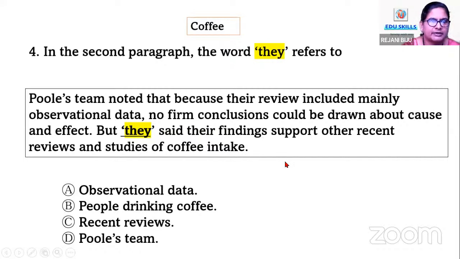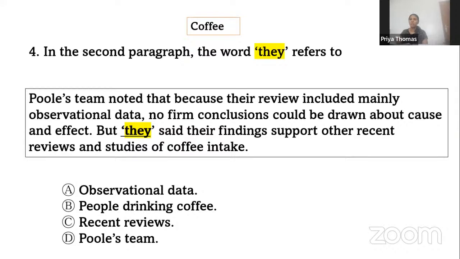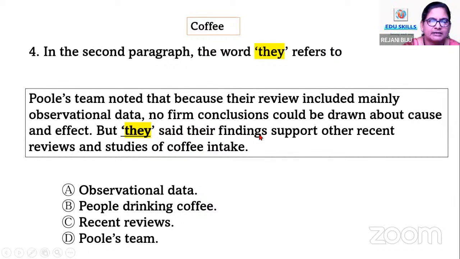Let us read the previous sentence. School's team noted that because their review included mainly observational data, no firm conclusions could be drawn about cause and effect. But they said, okay, so what is "they" then? School's team. Yes, it is not observational data. We have already seen that their finding mentioned human beings, so observational data can be eliminated, and the recent reviews can also be eliminated. School's team and people drinking coffee. Here, people drinking coffee is not the answer. Okay, shall we move forward?